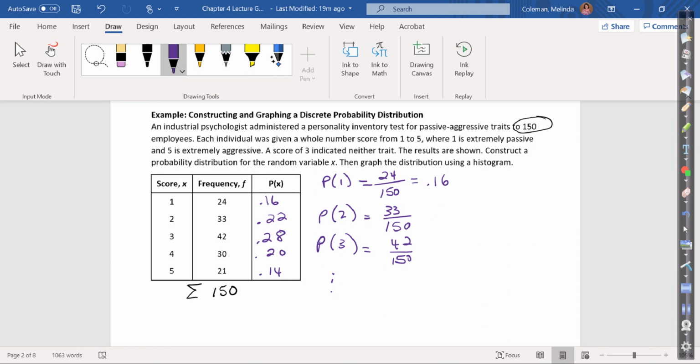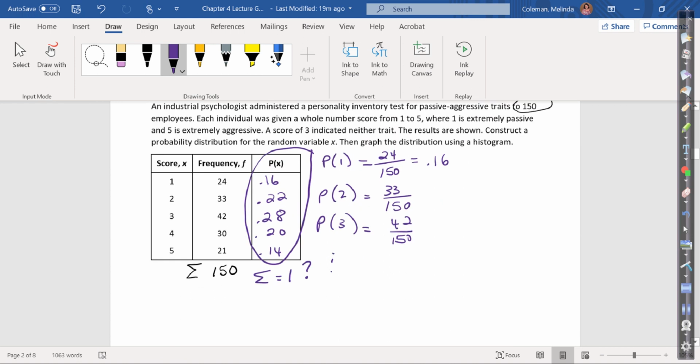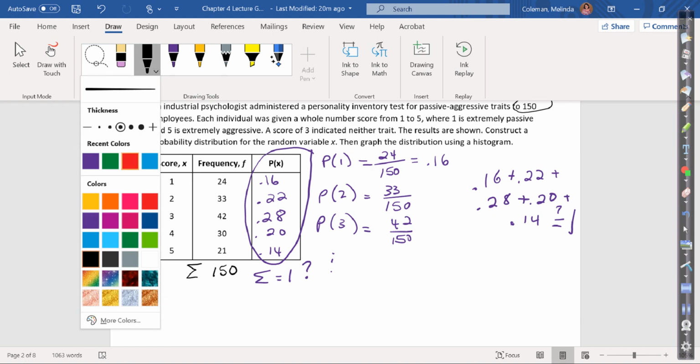Then the next thing we want to do is make sure that when we add this column, it sums to 1. And that's a question. So we need to check that in our calculator and make sure that we are getting the right answer. So that would be 0.16 plus 0.22 plus 0.28 plus 0.20 plus 0.14. Add that up, and you want to know whether it equals 1. And when you add that up, you do indeed find out that it does equal 1.